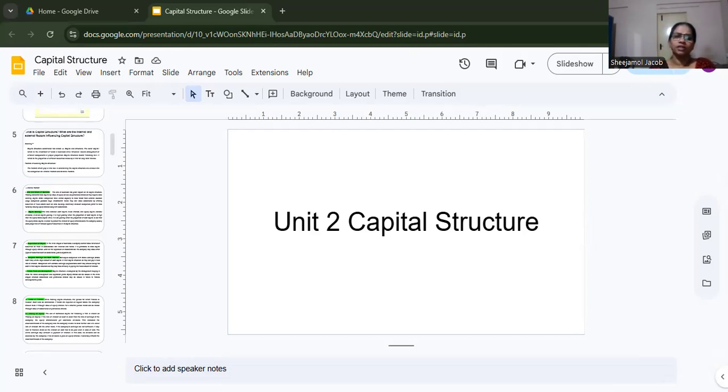Next one, period of finance. While framing capital structure, the period of finance is needed. It is also considered. If funds are required on a regular basis, the company should raise it through issue of equity shares. If the funds are required for a smaller period of time, they issue debentures or preference shares.